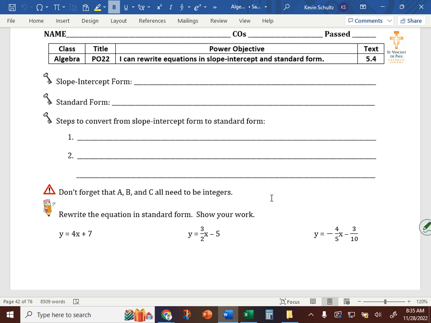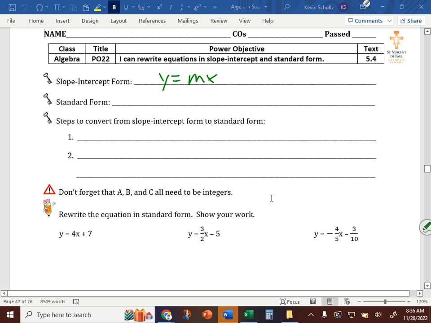So just as a refresher, it's been a while for all of us. Slope-intercept form, what is it? What does it look like? Katie. Y equals mx plus b. And what is standard form? Maddie. Good. ax plus by equals c.